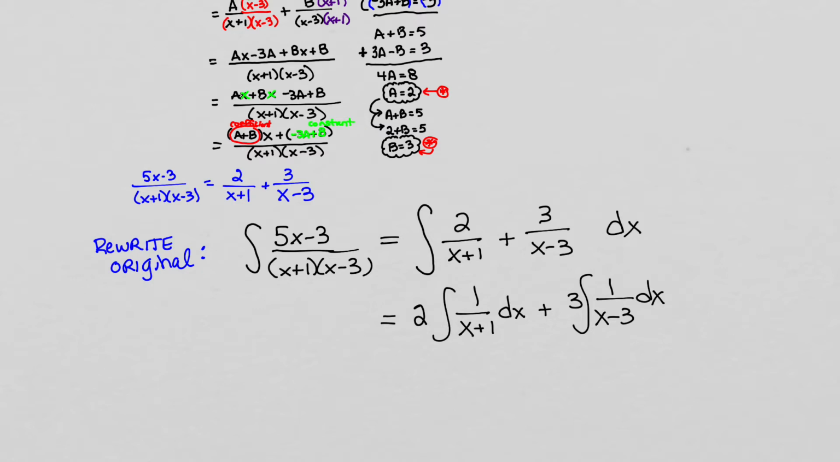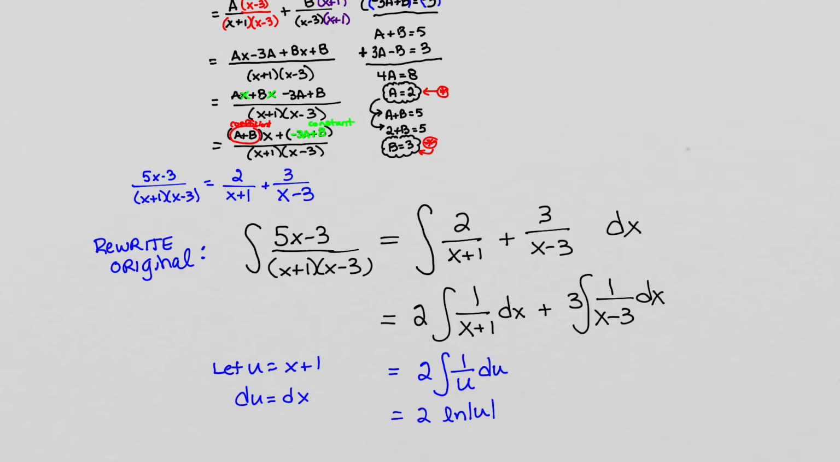Either you see it, or you say to yourself, okay, I can let u, we'll just do it to the first one, let u equal x plus 1, du is dx, and so that means my first integral I could think of as 2 times the integral of 1 over u du, and we all know that 1 over u du is just the natural log of the absolute value of u. And so it's the natural logarithm.